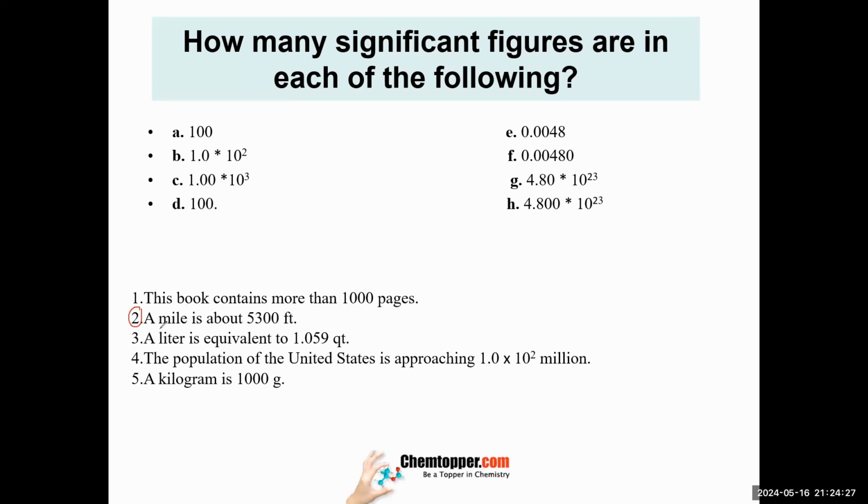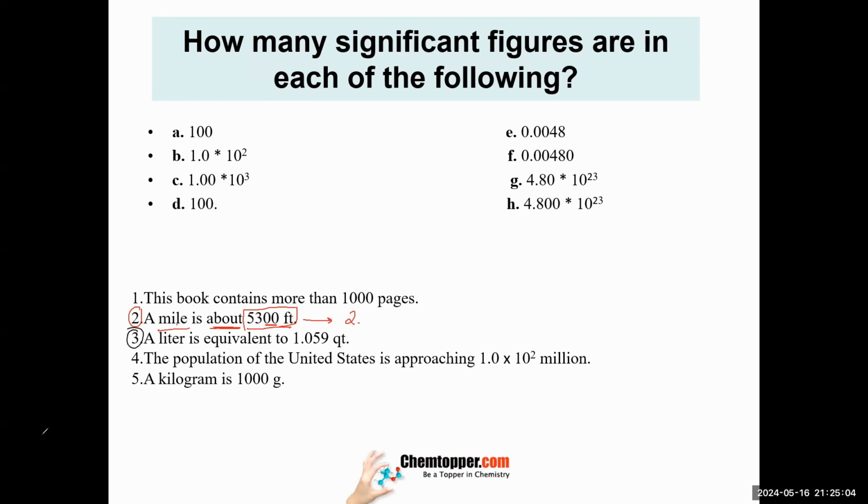Check this. A mile is about, it's not well defined. So it's not an exact number. And moreover, miles and feet are common units. They are not very well defined. How many significant figures in this number? Trailing zeros are not counted because there is no decimal. So how many significant figures? Only 2.